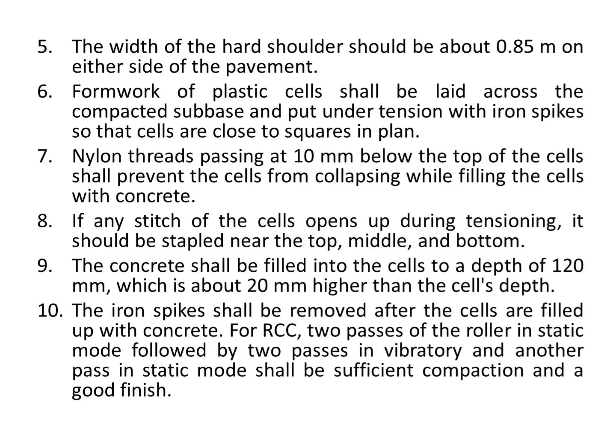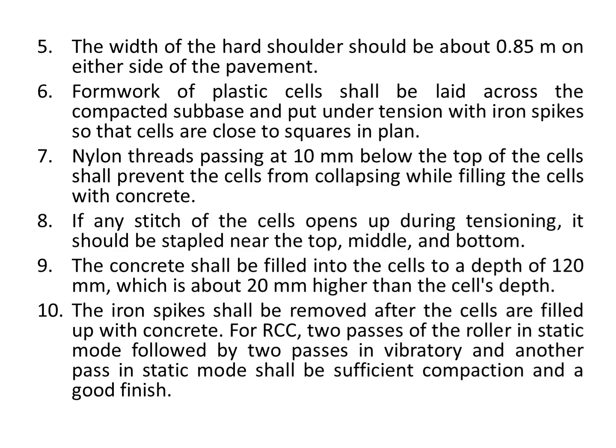Fifth, the width of the hard shoulder should be about 0.8 m on either side. Sixth, formwork of plastic cell shall be laid across the compacted subbase and put under tension with iron spikes so that the cells are close to squares in plan. Next, nylon threads passing 10 mm below the top of the cell shall prevent the cell from collapsing while filling the cell with concrete.